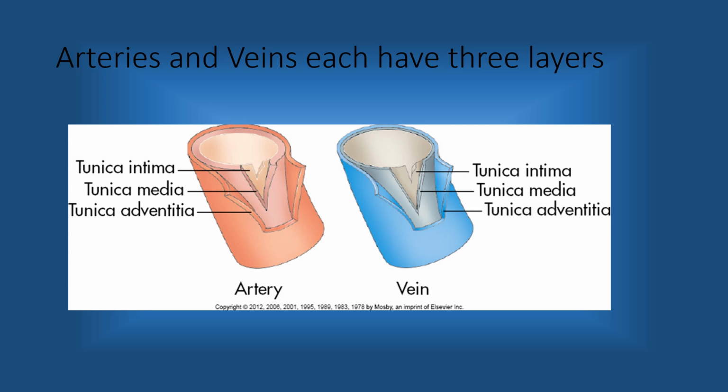As we said, that tunica media is your muscular layer. It's going to consist of elastin, smooth muscle fibers, and collagenous tissue. And the tunica adventitia, the external layer, is a loose connective tissue layer with bundles of smooth muscle fibers and elastic tissue. This one's going to carry the nerves and the vasa vasorum. The vasa vasorum are tiny arteries and veins that actually supply blood to the blood vessel itself.